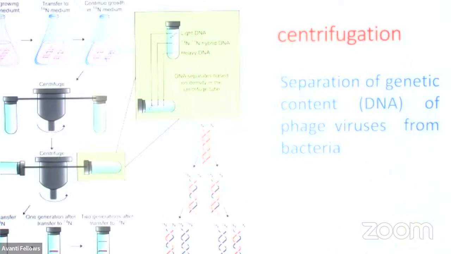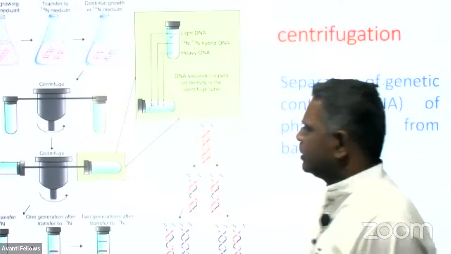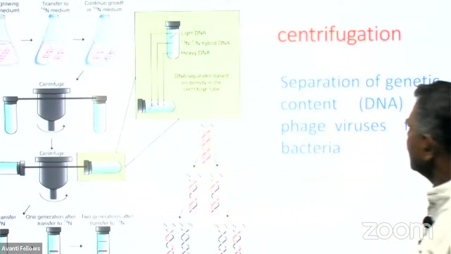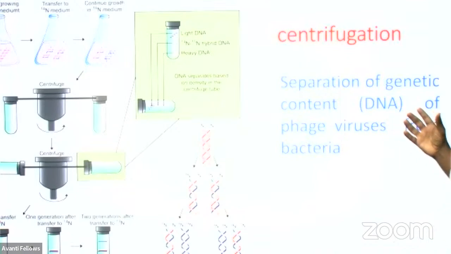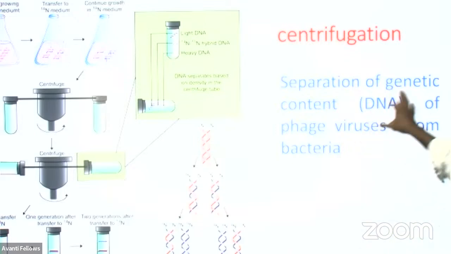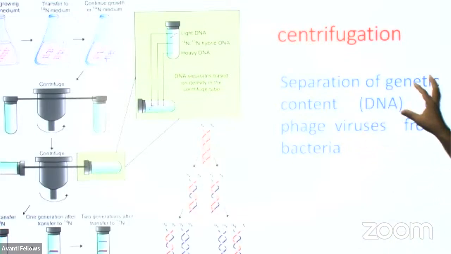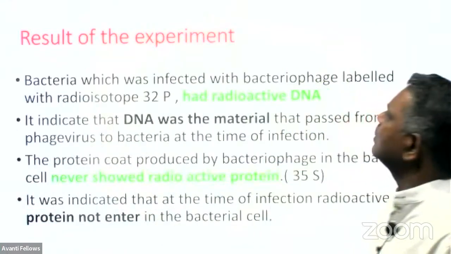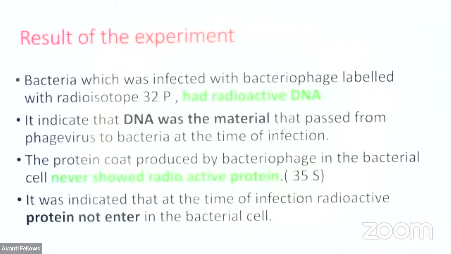The centrifugation. By using the centrifuge, we can separate the DNA sent into the bacteria by the phage virus. Separation of the genetic content, the DNA of the phage virus, from the bacterial body is called centrifugation. Let us see the result of the experiment.